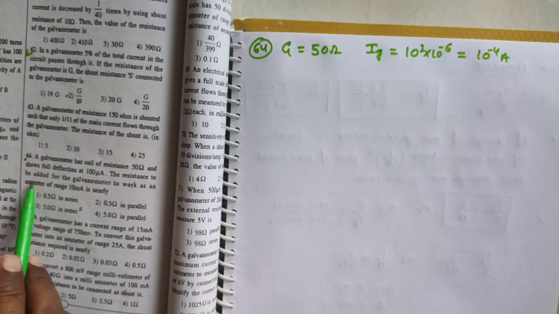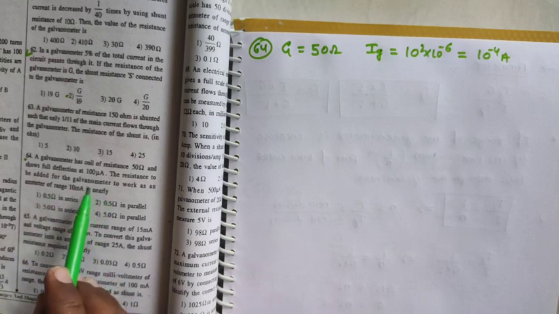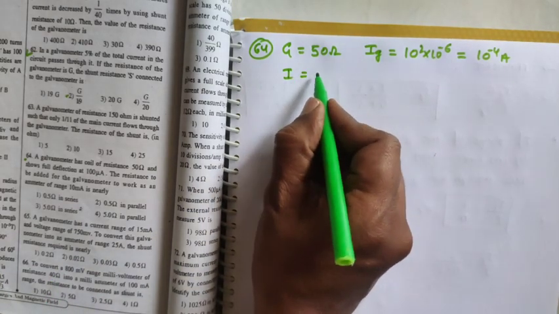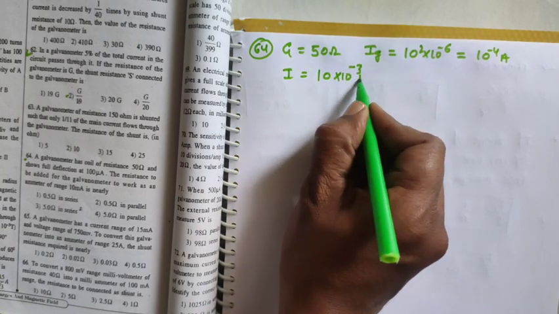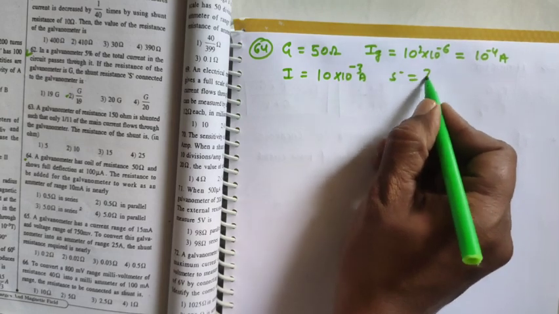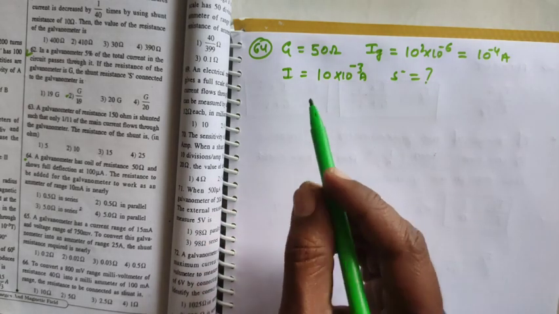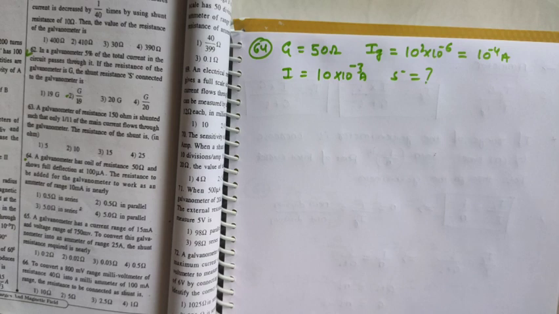The resistance to be added for the galvanometer to work as an ammeter. How much resistance do I need to add in order to make that galvanometer work as an ammeter of range 10 milliamp? Ammeter range 10 milliamp means I value I can take as 10 milli, that is 10 to the power of minus 3 amp. So which value do I need to find out here? How much value of low resistance do I need to connect in order to convert this galvanometer to an ammeter of range 10 milliamp, right?